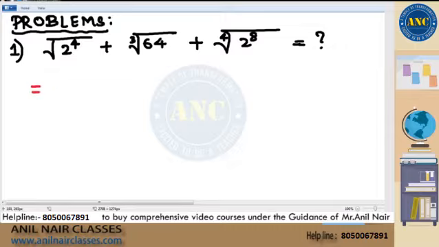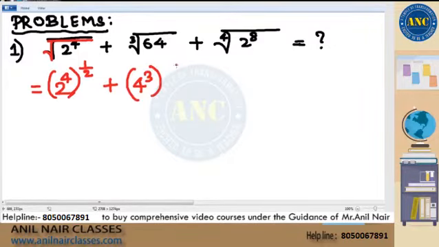Now, this can also be written as 2 power 4. I will write it as it is. Square root is nothing but power 1 by 2. One problem I am writing in detail. It is power 1 by 2. 64 I will write as it is. 64 is nothing but 4 power 3. Cube root is nothing but power 1 by 3. And 2 power 8 I will write as it is. Fourth root is nothing but power 1 by 4.